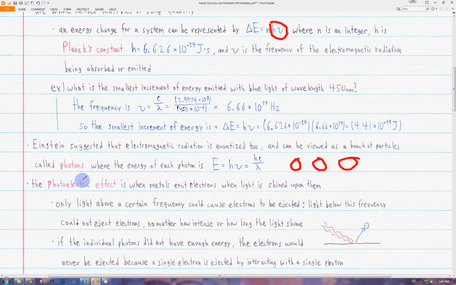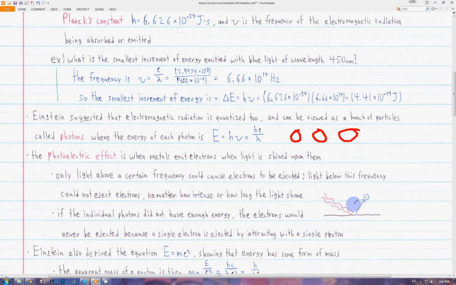And he came to this conclusion by studying what's called the photoelectric effect, which is when you shine light upon a metal, it will sometimes emit electrons. So he found that only light above a certain frequency could cause electrons to be emitted. And if the light was below this threshold frequency, then no electrons would be ejected, no matter how intense or how long the light was shining.